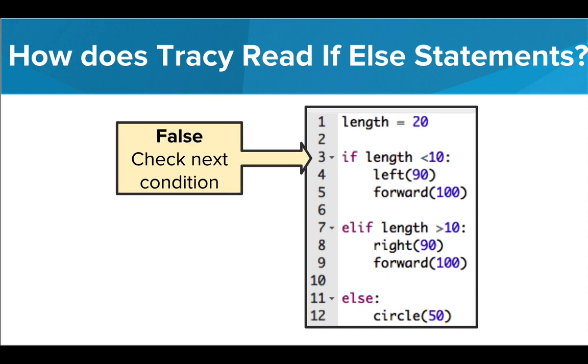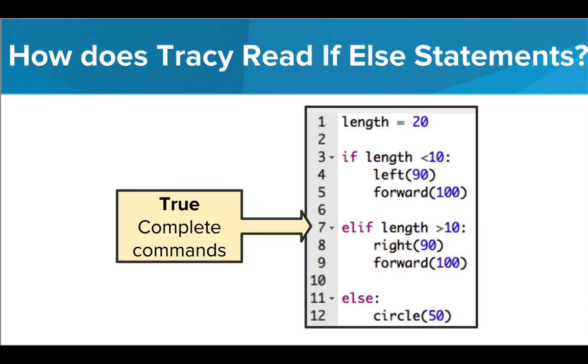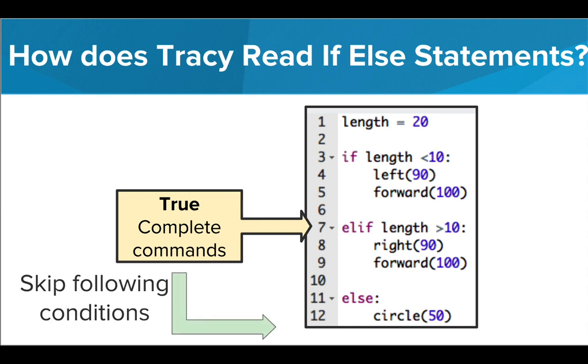In this case, our length value is set to 20. Tracy checks the first condition, length is less than 10, and determines that it is false. She then moves to the next condition, length is greater than 10, which is true, so she completes the commands beneath it. Once these commands are completed, she moves to the code that follows the if-else statement.